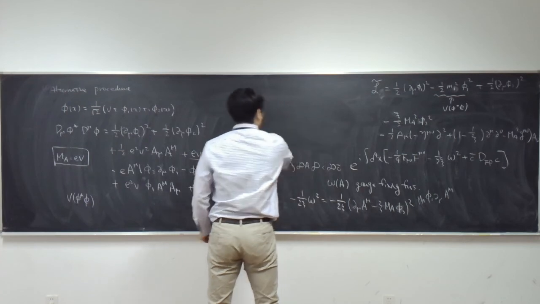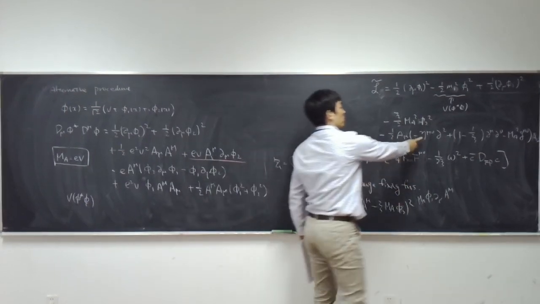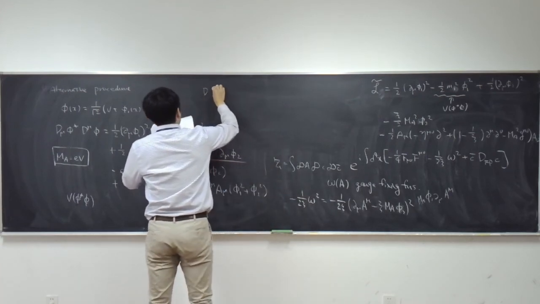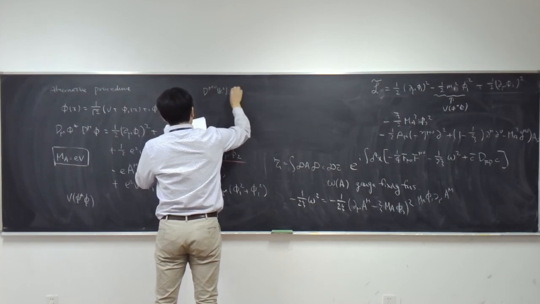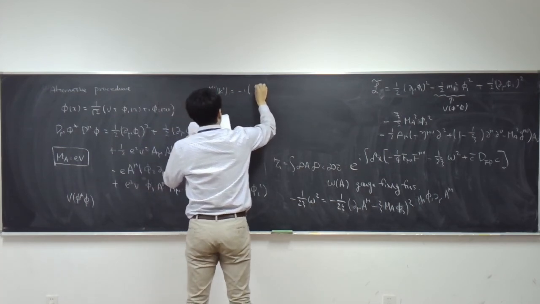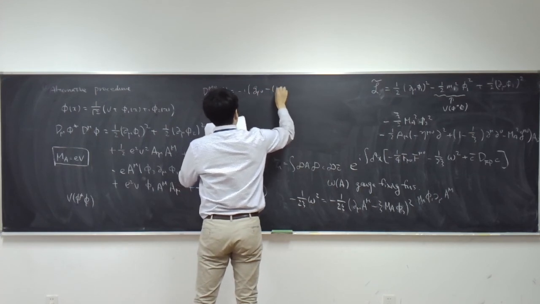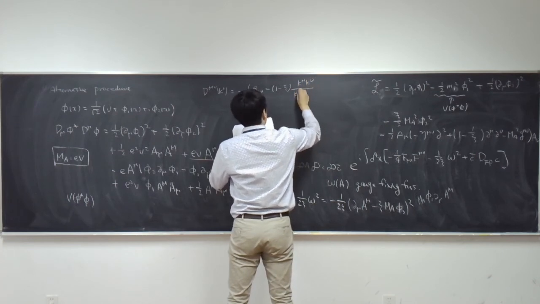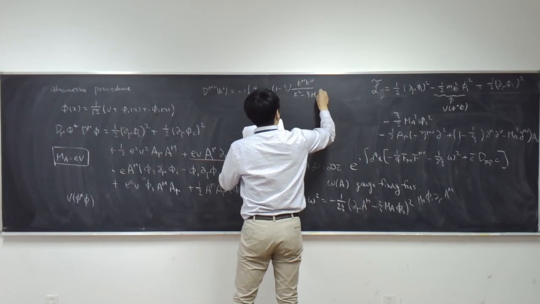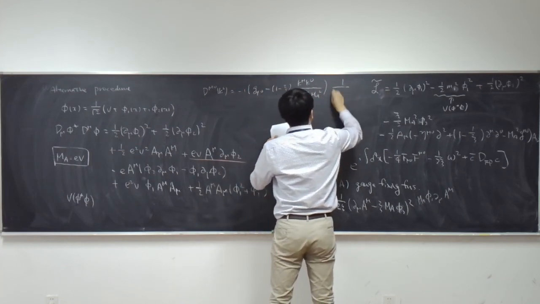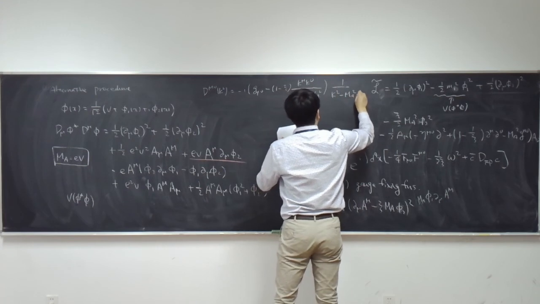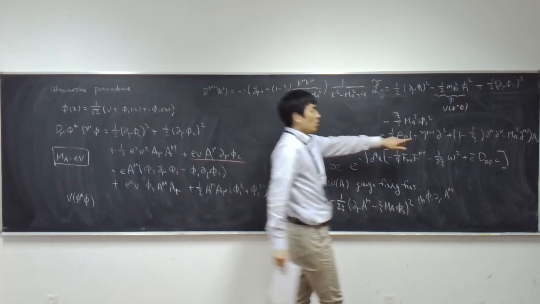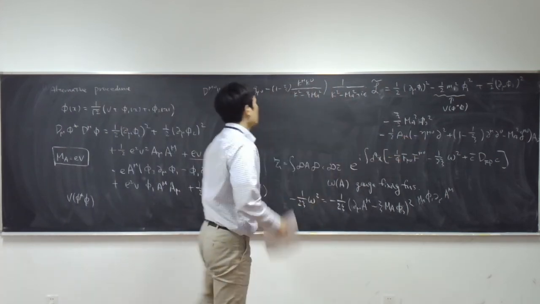take the same procedure. Go to the momentum space and take the inverse of this one. One can read off the propagator, so that D mu nu of k squared is equal to minus i times g mu nu minus (1 minus c) k mu k nu over k squared minus c m_A squared, all over k squared minus m_A squared plus i epsilon. Okay, so this is just going to the momentum space and taking the inverse of it. Then you get this one.